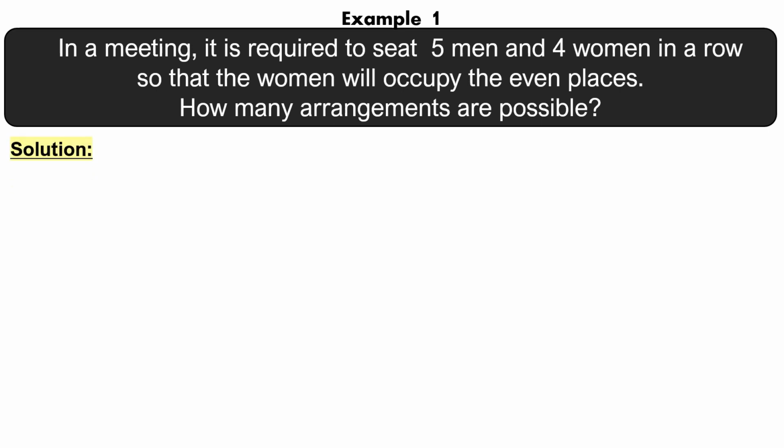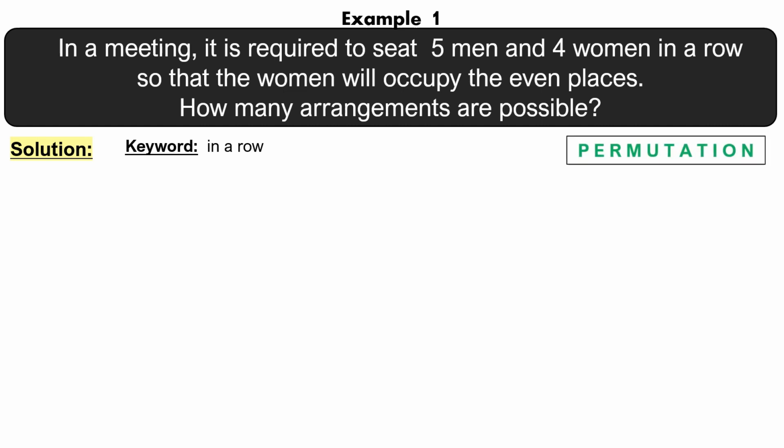Solution to this, pwede natin itong simulan sa tanong na, does order matter? If order matters, ano ba ang keyword na nag-identify that the arrangement or order is important? The keyword is in a row. So this is a permutation. Ano naman ang condition na nire-require sa order ng arrangement?